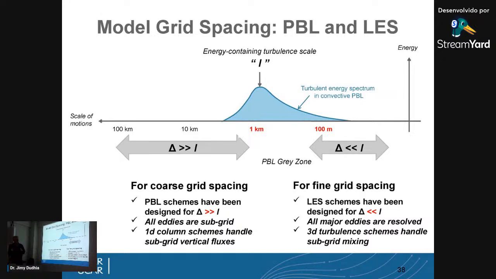So horizontal and vertical mixing are now unified within the LES scheme, whereas they're kind of separate in the PBL scheme, where you have vertical mixing done by the PBL scheme, and horizontal mixing being done by the diffusion scheme. So this kind of unifies the fluxes into one three-dimensional turbulence physics.